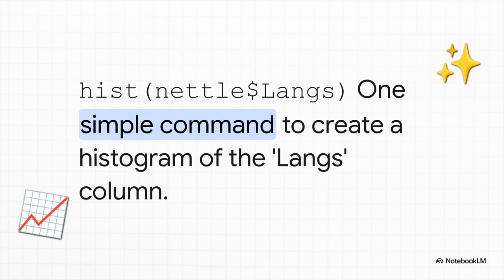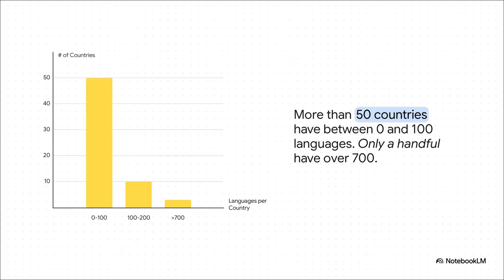Step 2, follow a single step from the recipe. Here, we're just telling R to make a histogram, which is really just a simple bar chart that shows you how your data is spread out, and we're telling it to use the Langs column from our data. Again, look how simple that instruction is. And just like that, there it is, the result, instantly generated from that one command. And we can see something right away, can't we? Most countries have somewhere under 100 languages, a few have more, and a tiny handful have a whole lot more. That is a clear insight, and we got it from one single, repeatable command.